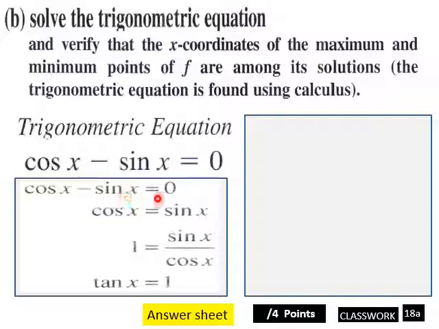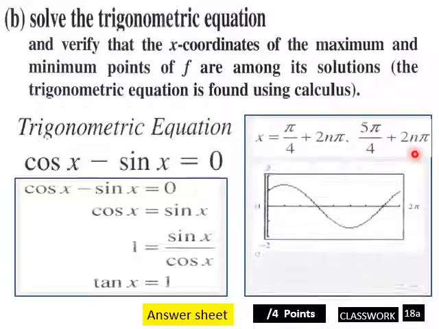So cosine x minus sine x would equal 0. Cosine x equals sine x. 1 would equal sine x over cosine x. Tan x equals 1. So sine x over cosine x is the same thing as tan x in this situation. So x would equal pi over 4 plus 2n pi, and then 5 pi over 4 plus 2n pi. Those would be your solutions here.